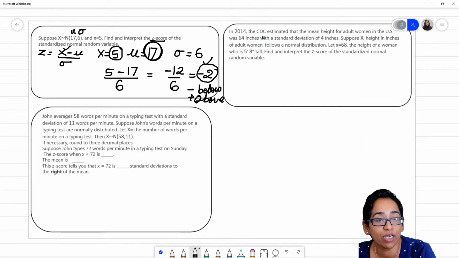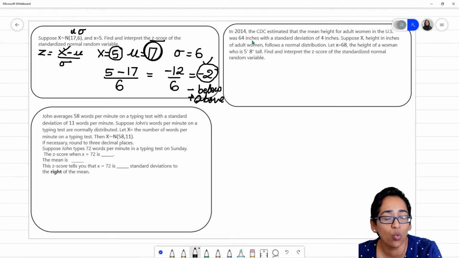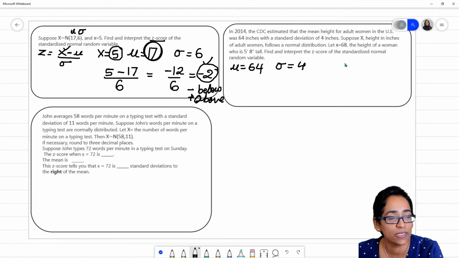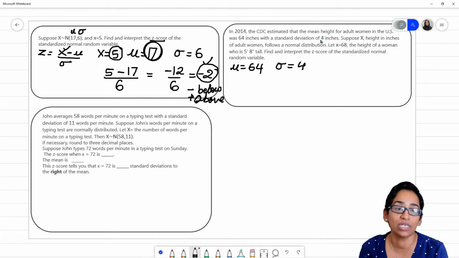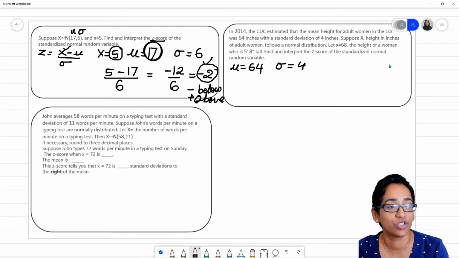All right, in 2014, the CDC estimated that the mean height of adult women in the US was 64 inches. So the mean height, I write as I read, is 64 and the standard deviation is 4 inches. Suppose X, the height in inches of adult women, follows the normal distribution. Usually the heights do follow a normal distribution. The majority of the heights are normally distributed.